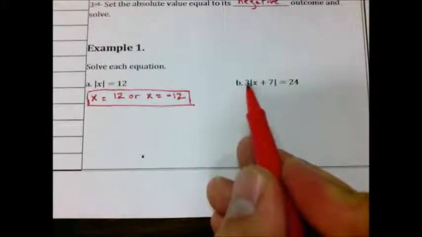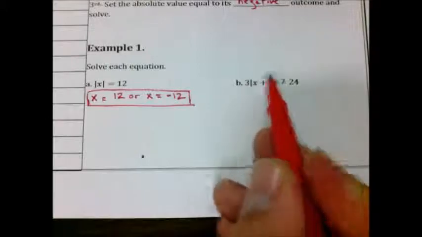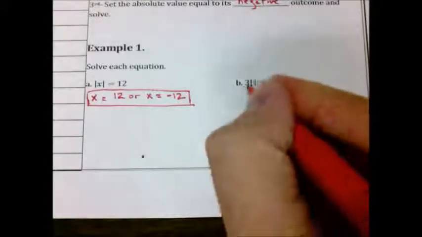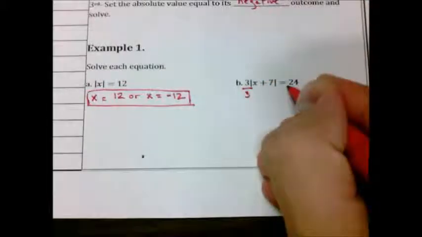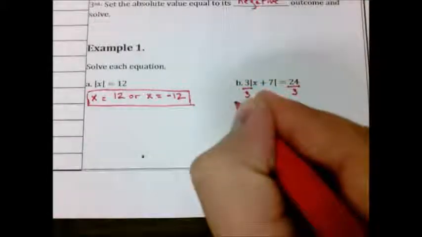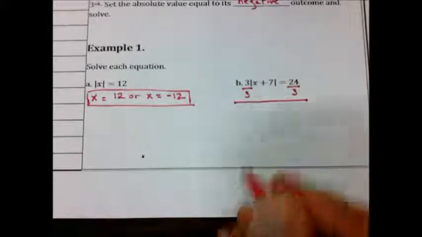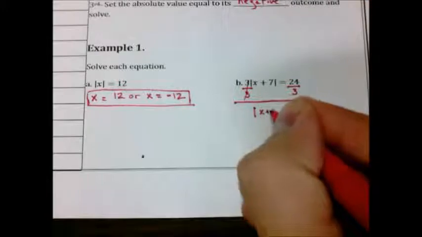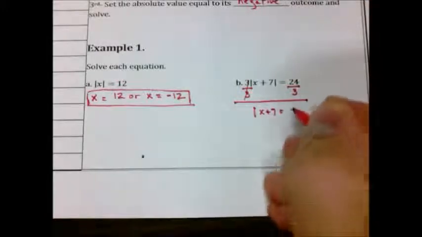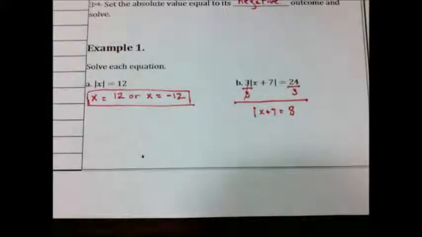Technically, what this is doing is saying 3 times whatever's inside the absolute value. So we have to do the opposite of multiplication, which is division. We're going to divide by 3 on both sides, and we end up getting these to cancel out. We're left with just the absolute value of x plus 7 equals 24 divided by 3, which is 8.